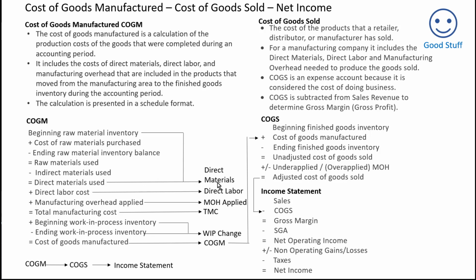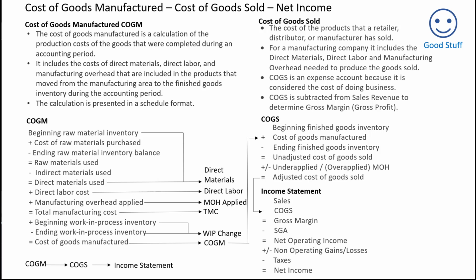Next, we add the direct labor cost, followed by the manufacturing overhead applied. And at that point, we have total manufacturing cost because we have direct materials, direct labor, and manufacturing overhead applied. But that's not the end here. Because to the total manufacturing cost, we will add the beginning work in process inventory to get a total, and then subtract the ending work in process inventory to finally get our cost of goods manufactured.